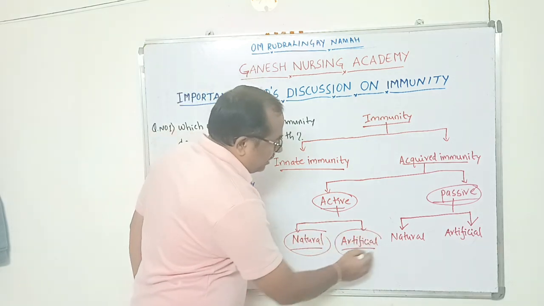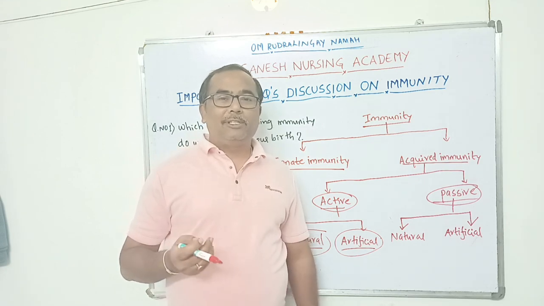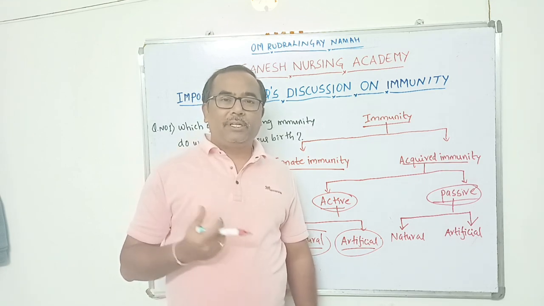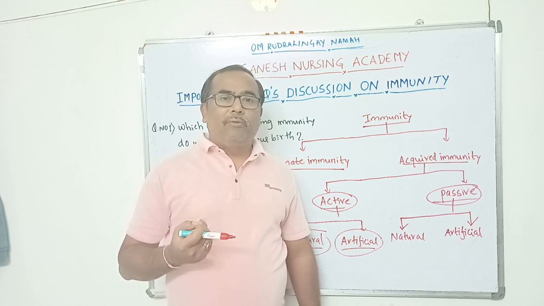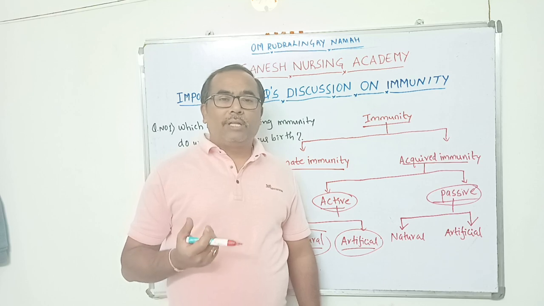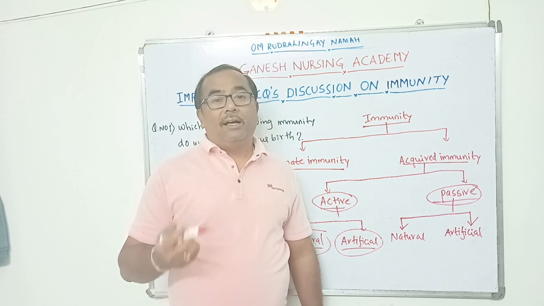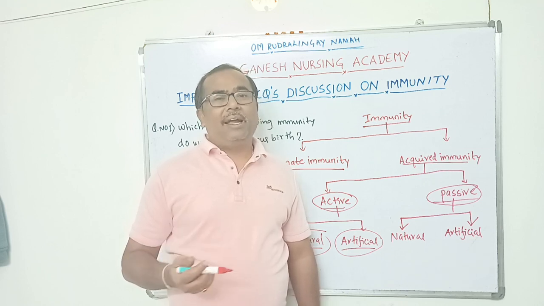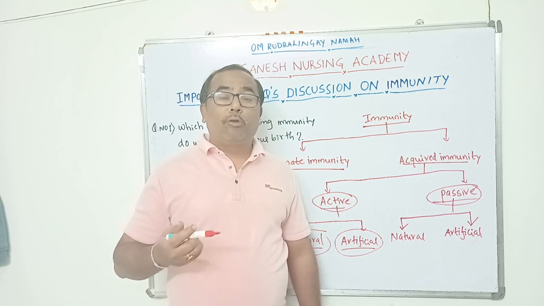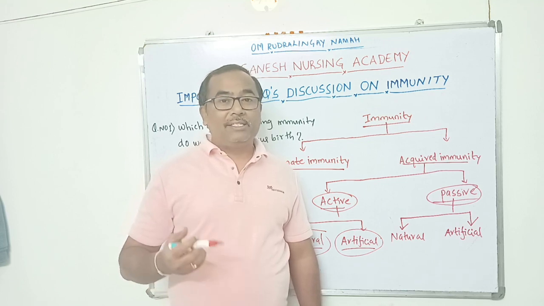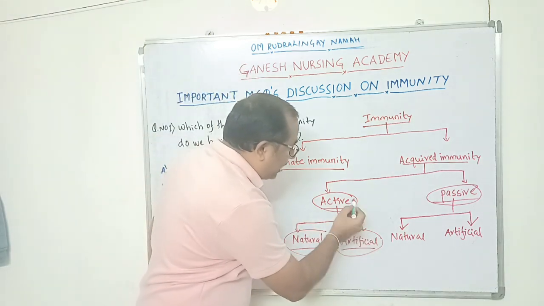So what is artificial active immunity? Artificial active immunity means artificially prepared vaccines. When we administer a vaccine into our body, what happens? A vaccine is an antigen only, where the disease causing factor is removed. Once it is injected, our body host cell considers it as an antigen or microbial agent, and it starts preparing antibodies or immunoglobulins against that vaccine. This also happens actively, so it is known as artificial active immunity.